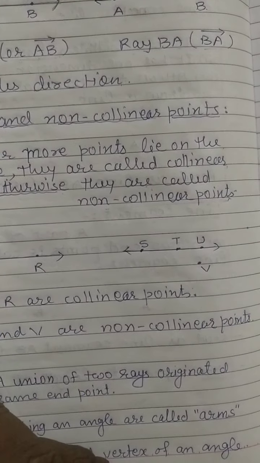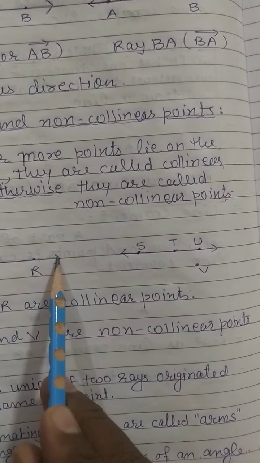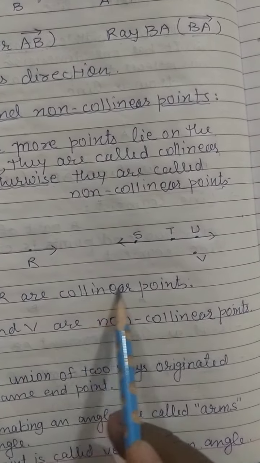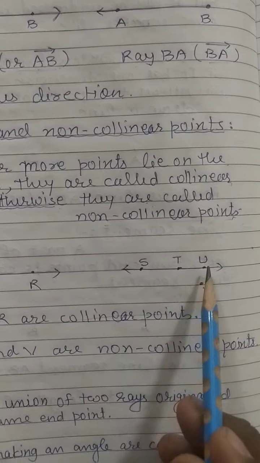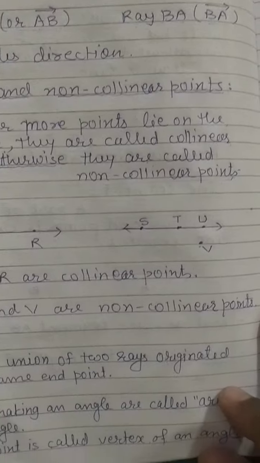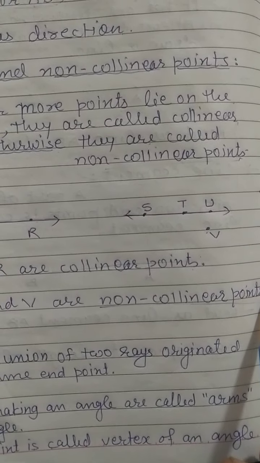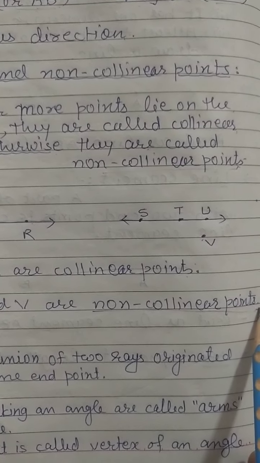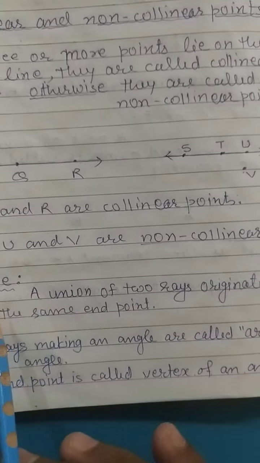You can check here. Points P, Q and R are on the same line, so they are called collinear points. And points S, T, U and V are not on the same line, so they are called non-collinear points. Right? Next topic, angle.